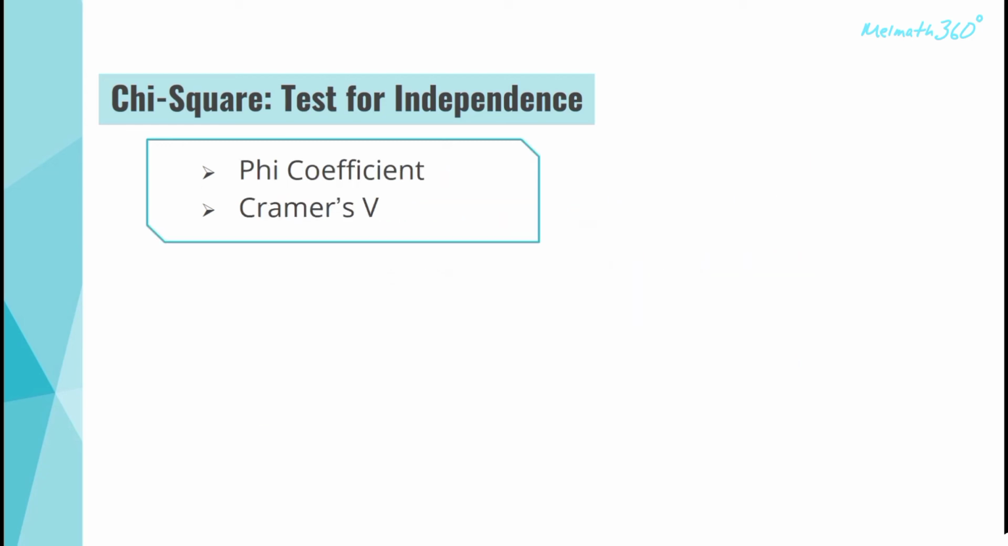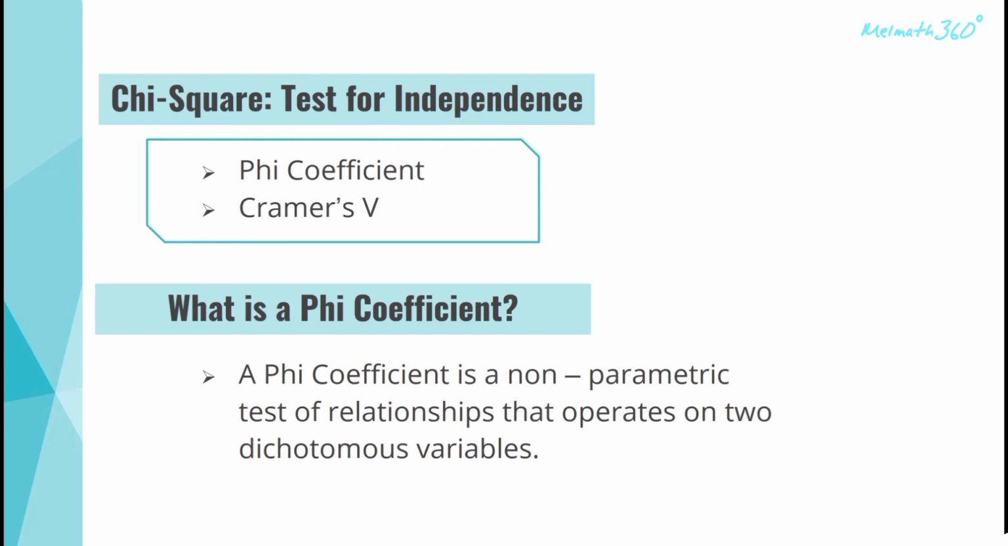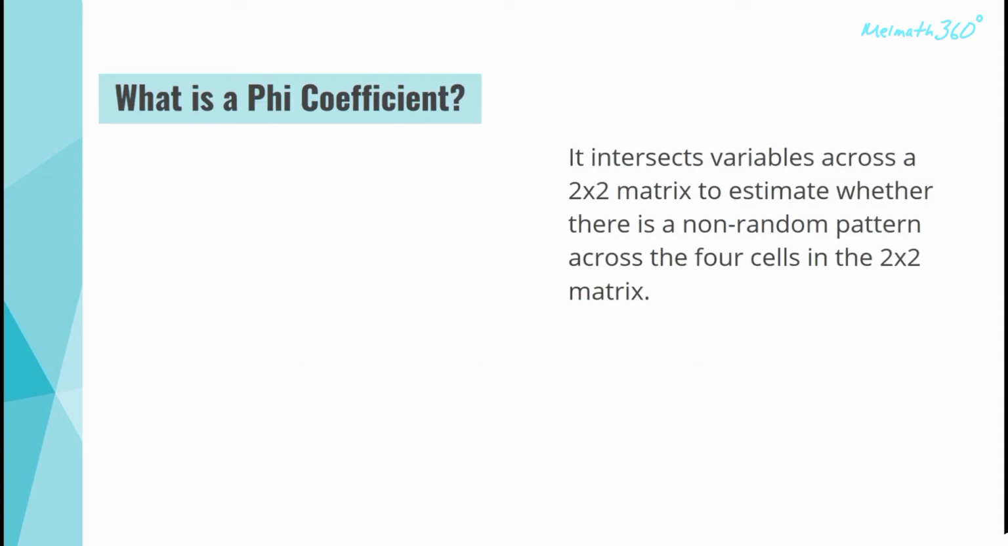We have phi coefficient and Cramer's V. These two tests are chi-squared based measures of association. A phi coefficient is a non-parametric test of relationships that operates on two dichotomous variables. Dichotomous means that the data can take on only two values, like male, female, yes, no, opinion or fact, and control or treatment. It intersects variables across a 2x2 matrix to estimate whether there is a non-random pattern across the four cells in the 2x2 matrix.